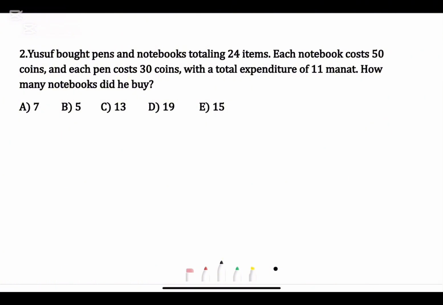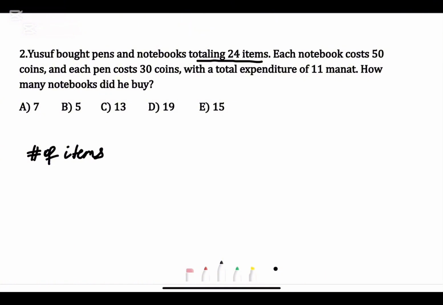So it means that I need to create yet another table that will help me to organize the given data. So what I see here, we have totaling number of items. So we have 24 items in total. So I'm going to use this information. So number of items, this is what is given.